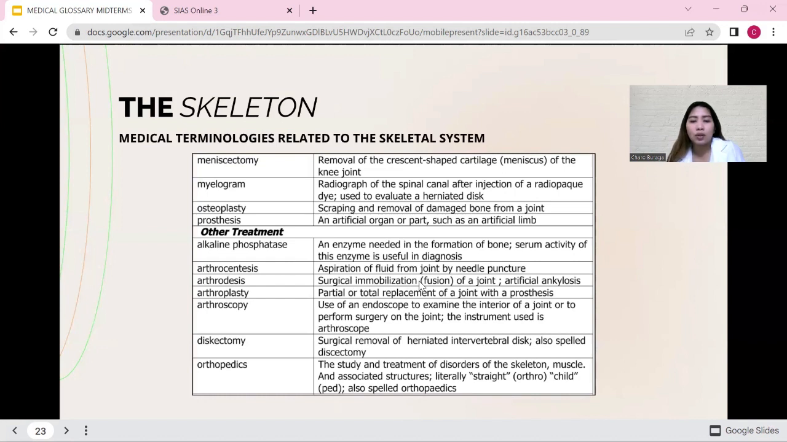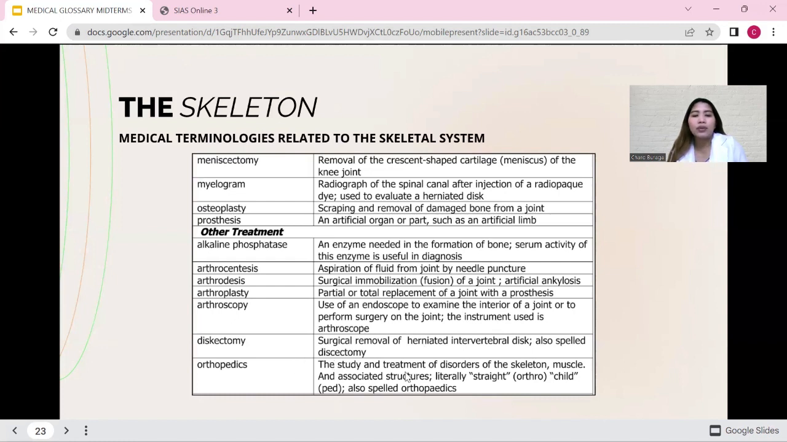Arthroscopy, visualization, or using the endoscope to examine the interior of the joint, na nagpe-perform ka ng surgery. Discectomy is the surgical removal of what? Tinatanggal mo yung herniated intervertebral disc, also spelled diskectomy. Okay? Herniated intervertebral disc, ito yung tinatawag natin na slipped disc.